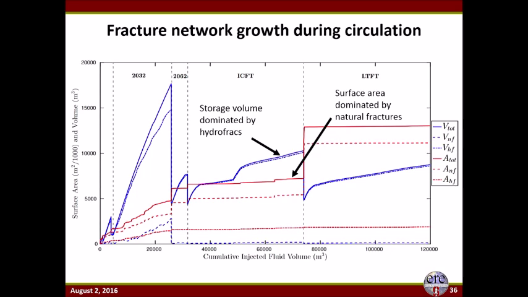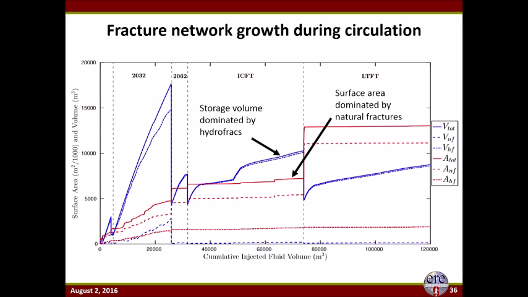What I'm showing in this plot is both the surface area and the storage volume of the stimulated fracture network plotted as a function of cumulative injection volume, which is really just a proxy for time. And if you look at these last 2 stages, during the long-term circulation, what we're seeing is that there isn't much change in fracture surface area, but the volume is really increasing over time. And again, that's that nonlinear coupling of as fractures are able to dilate, even during relatively steady state operations.